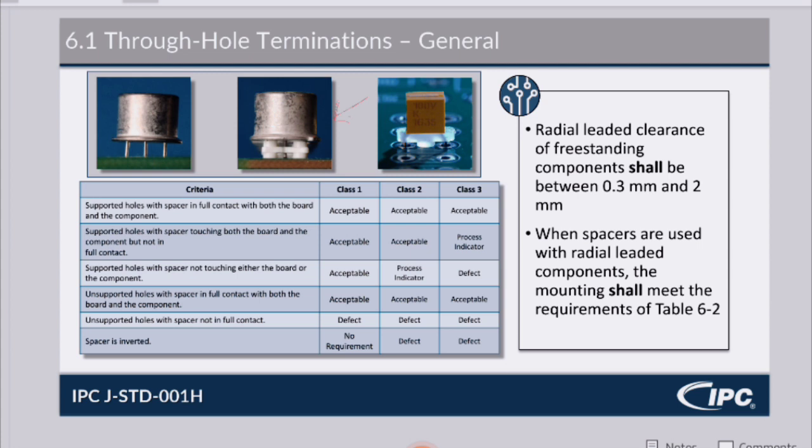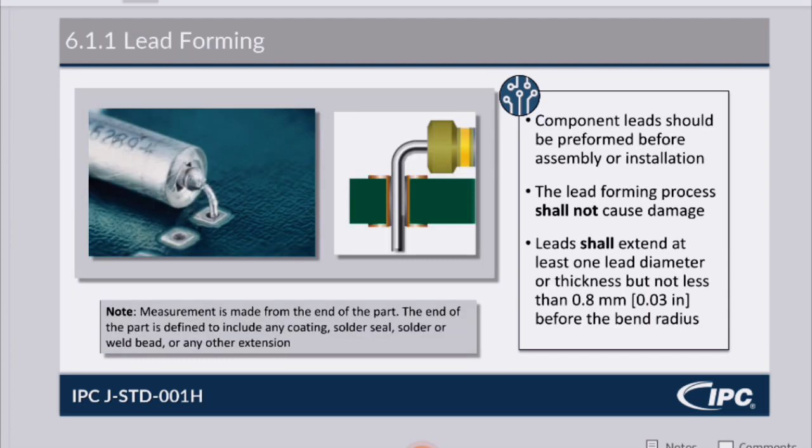So for this one, unsupported holes with spacer not in full contact would be a defect for all 3 classes. If the spacer is inverted, it's a defect for class 2 and 3. It is no requirement for class 1. Really, as long as you can read this table, you should be able to answer any question about this slide, which you may see on the test. So lead forming.